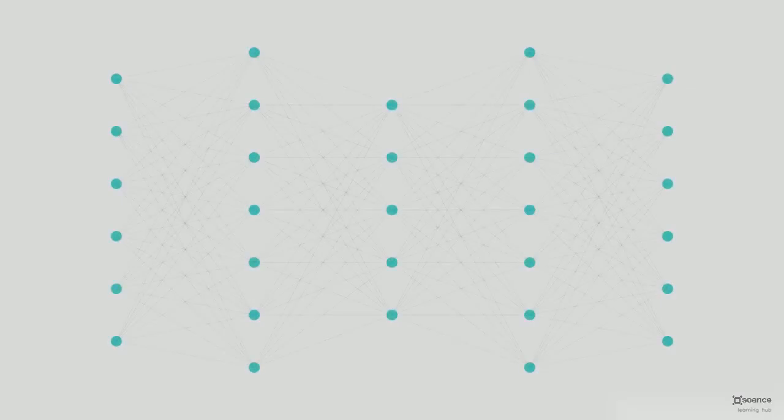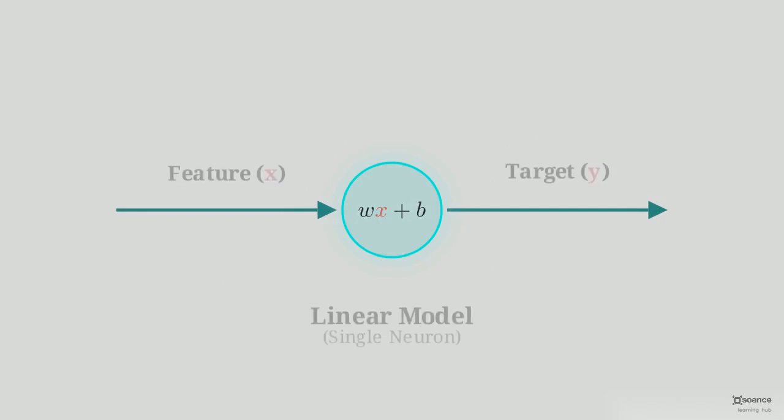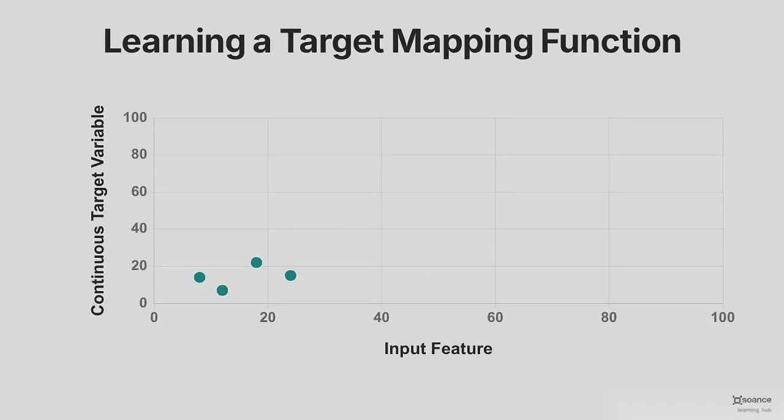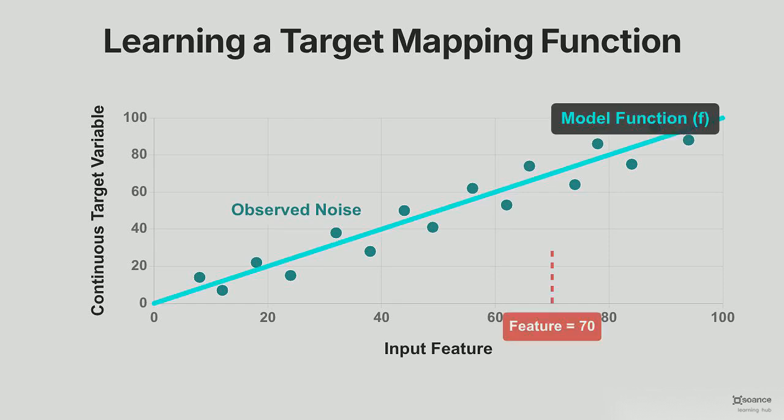Before we start building deep neural networks, we need to understand their most basic building block, a simple linear model. The goal of linear regression is straightforward. We want to learn a function that maps an input feature to a continuous numerical target.